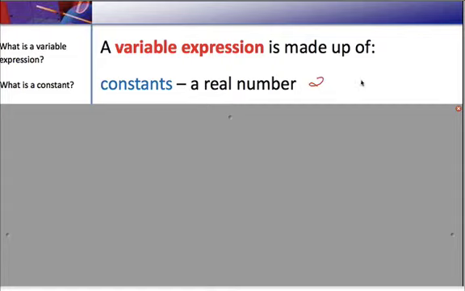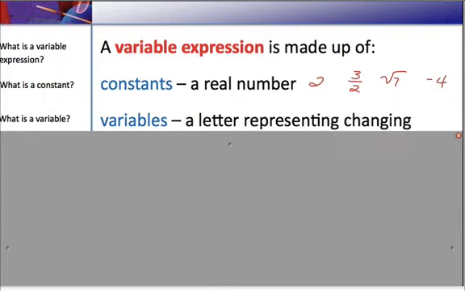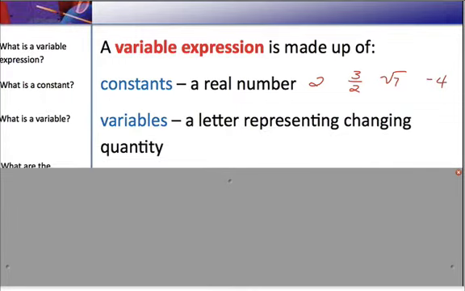So 2 might be a constant. 3/2 might be a constant. The square root of 7 might be a constant. -4 might be a constant. All of these are examples of real numbers, and constants may be a part of our variable expression. Variables. Well, we know what those are. Those are letters representing a changing quantity. So again, that might be X, A, C, F. I mean, it could be just about anything.